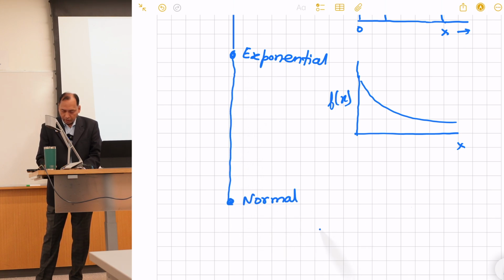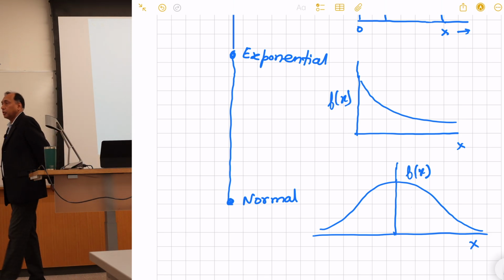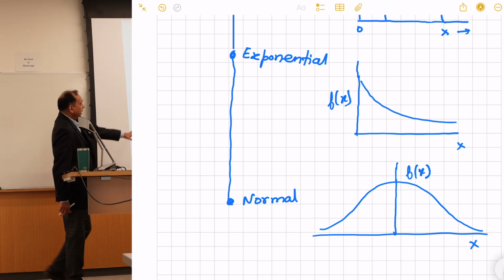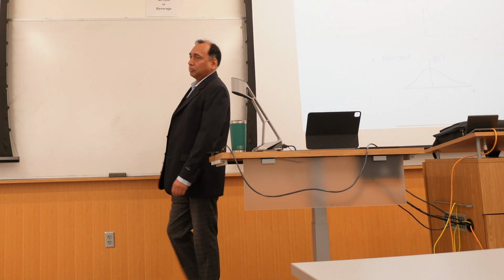The shape of the normal distribution, if you have x and f of x, is something like this. It is a symmetric distribution. It has high probability in the middle, and then slowly it reduces.